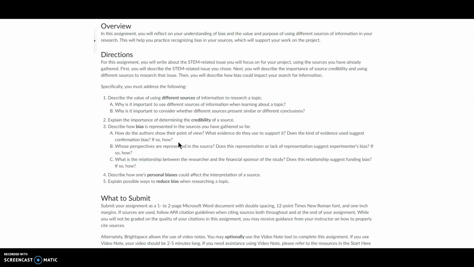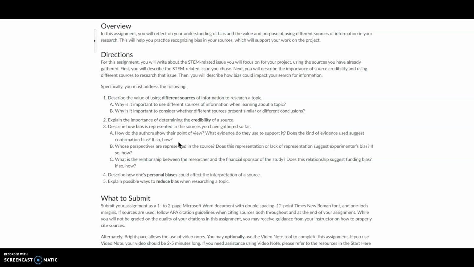So whose perspective is represented in the source? Does it suggest that there's experimenter bias? And then what is the relationship between the researcher and the financial sponsor of the study? So what that one basically means is that you need to try to figure out who funded the study that was done for your source. And that's where you really are going to have to go down the rabbit hole and make sure that you find, basically, follow the money, right?